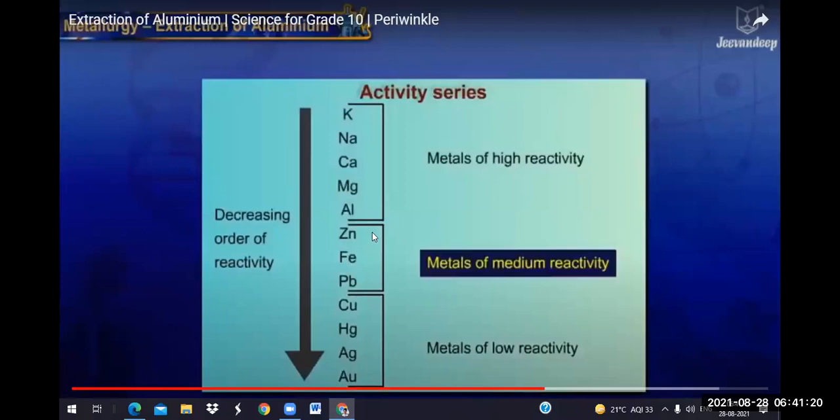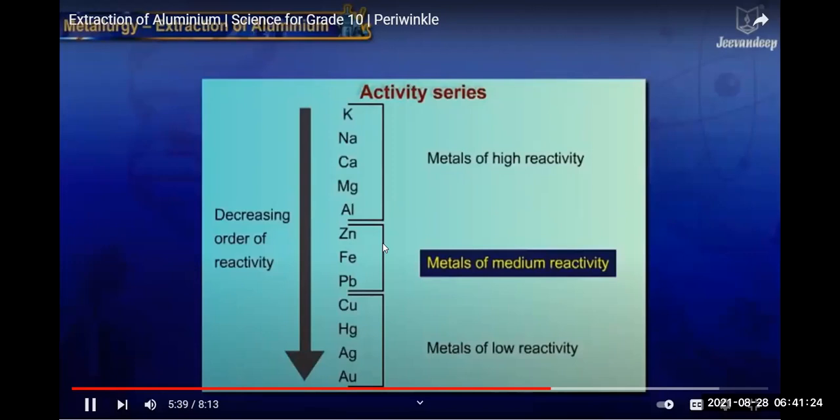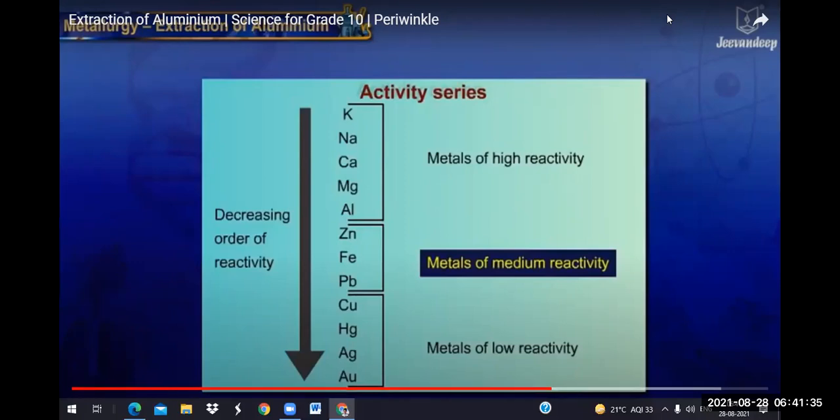Extraction of metals of medium reactivity. So like this, we have seen how to obtain aluminium from bauxite ore. So I think everyone's concept is clear here, correct?